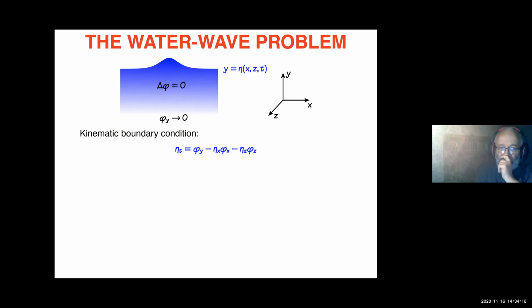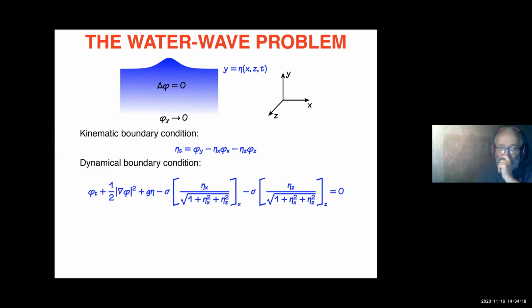The second is the dynamical boundary condition. This is the condition expressing balance of forces at the free surface. It says that the jump in pressure across the free surface from internal fluid pressure to atmospheric pressure is proportional to the curvature of the free surface. The constants here are g, the acceleration due to gravity, and sigma, the coefficient of surface tension.